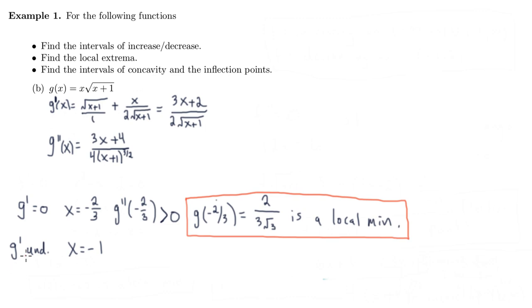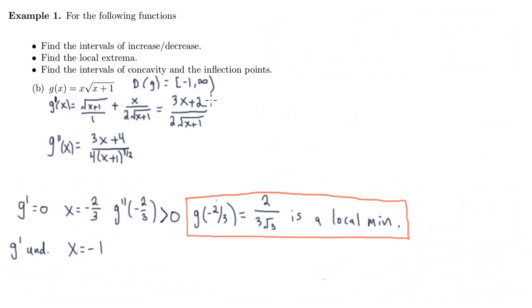And now because g prime is undefined, unfortunately we can't use the second derivative test for x equals negative 1. But let's just think about what's happening here. Notice, what is the domain of g? This is a very important question to consider, at least at some point. What is the domain of g? Well, it's not going to actually make sense to plug in anything less than negative 1. So the domain is negative 1 to infinity.